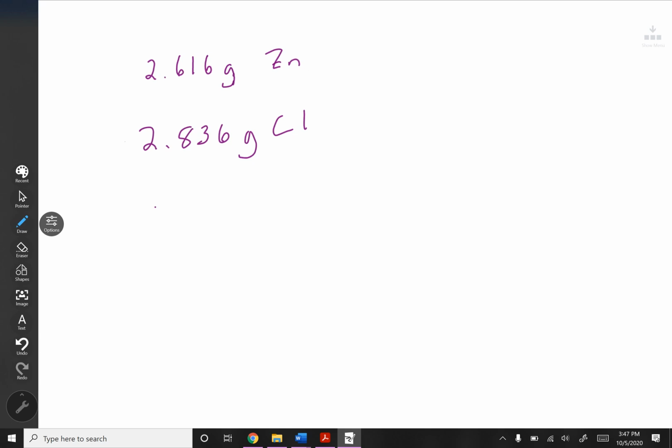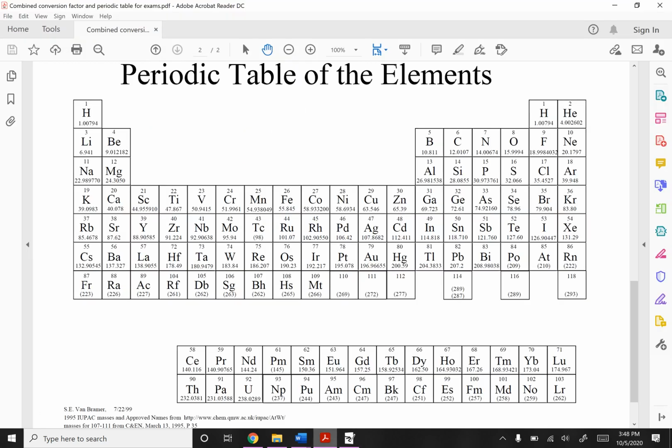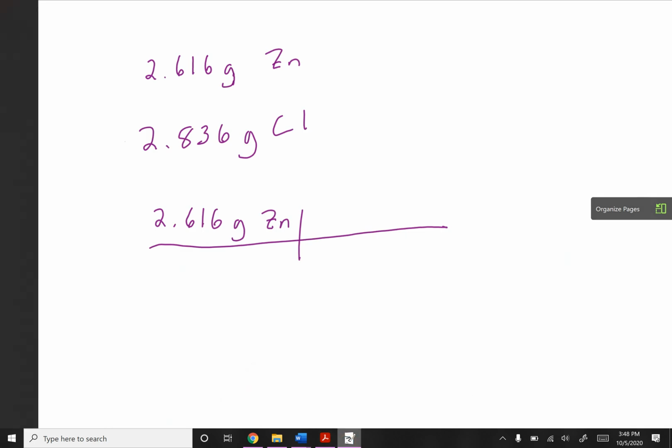This is not a difficult calculation. We'll start with the zinc. We have 2.616 grams of zinc, and we want to convert this to moles. How do we do that? We go to our periodic table and find zinc, element number 30. We look at its molar mass, which is 65.39 grams per mole.